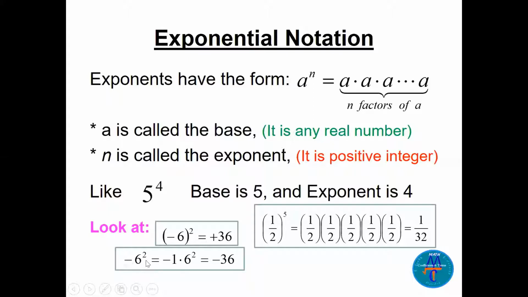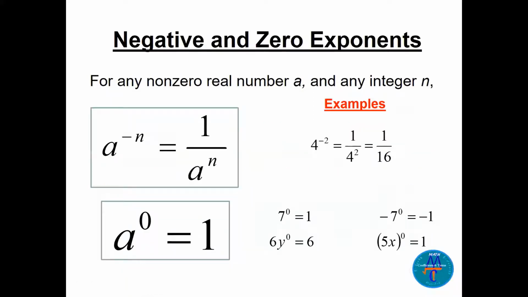Do not be confused. Now look up now. Minus 6 in the bracket, all squared. We say all squared. So it is minus 6 times minus 6, plus 36. So you will say the only difference is the bracket? Yes, it is the bracket. If you have a bracket, it is minus 6 times minus 6. If you don't have a bracket, there is a minus 1 outside, and then 6 times 6. The answer is minus 36.